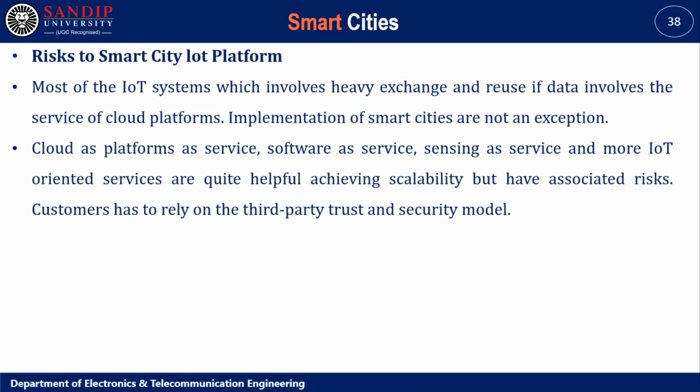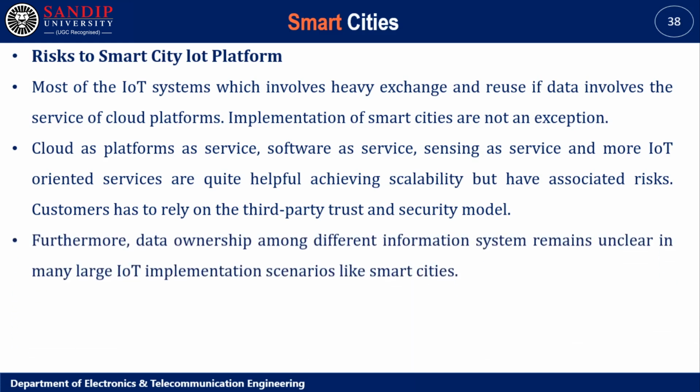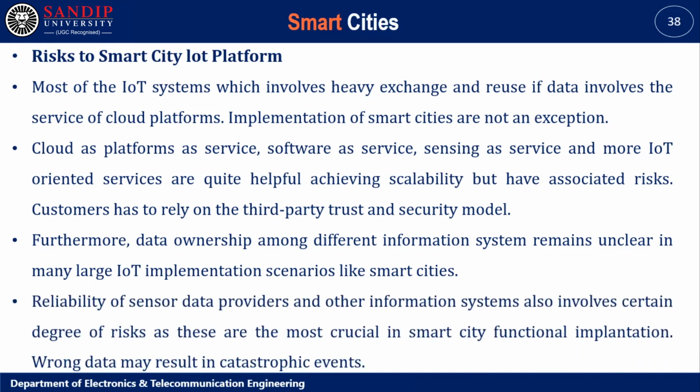Customers have to rely on the third-party trust and security model. Furthermore, the data ownership among different information systems remains unclear in many large IoT implementation scenarios like smart cities. Reliability of sensor data providers and other information systems also involves a certain degree of risk as these are the most crucial in smart city functional implementation. Wrong data may result in catastrophic events.